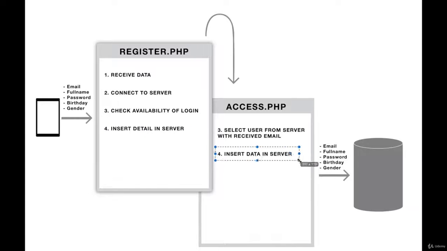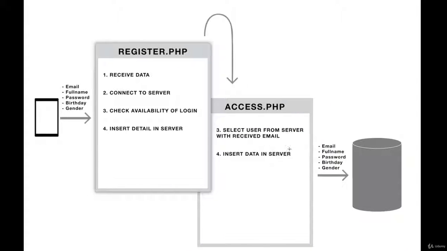So the first sub step will be to write the protocol to insert the data in server in access PHP. Then the second sub step will be to send the data to access PHP so it can execute it. Okay, excellent. The same like we did with the third step. Okay, let's go and do this.